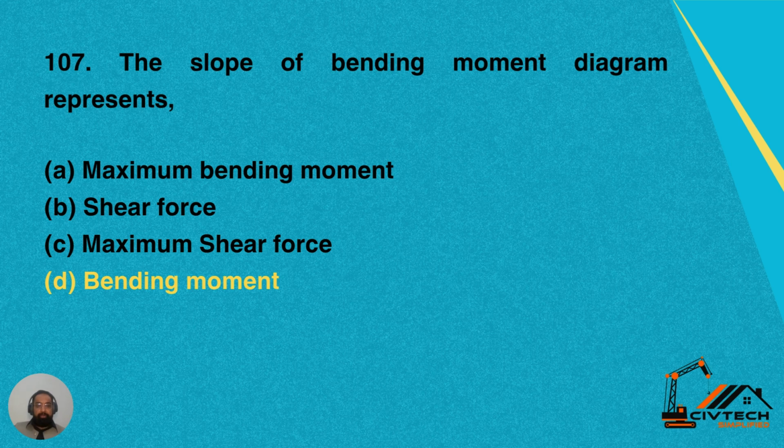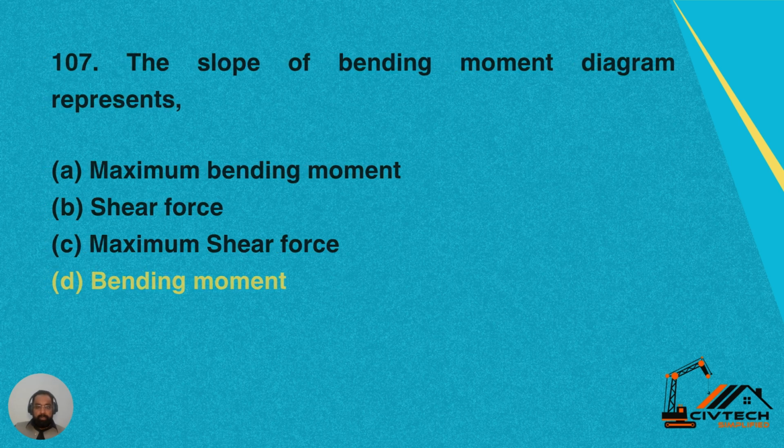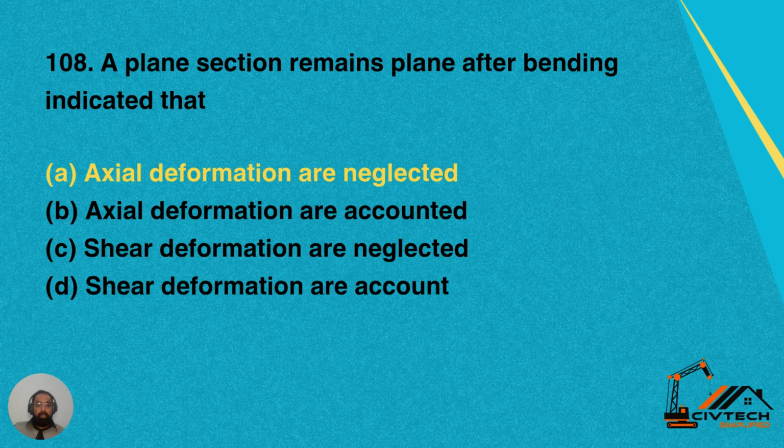107. The slope of bending moment diagram represents: option A, maximum bending moment; option B, shear force; option C, maximum shear force; option D, bending moment. The slope of the bending moment diagram represents shear force. D is the correct option for this question.